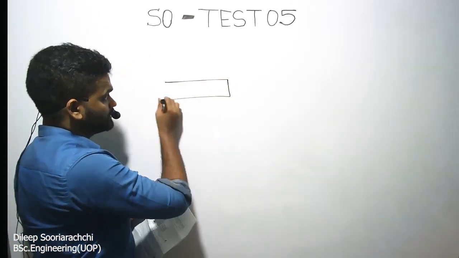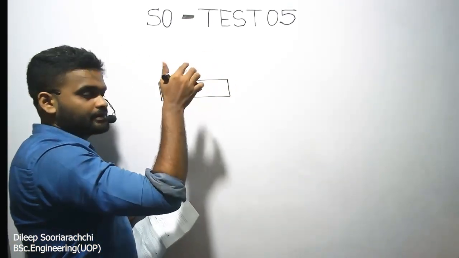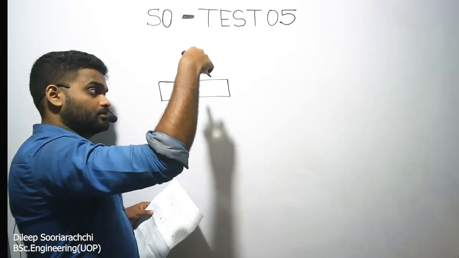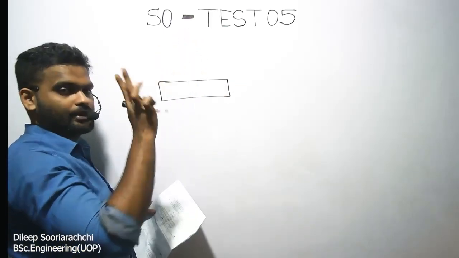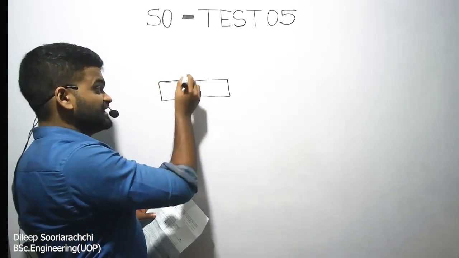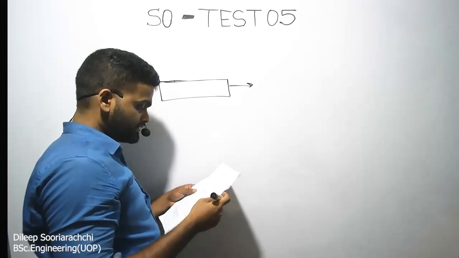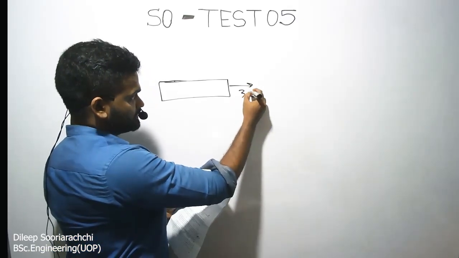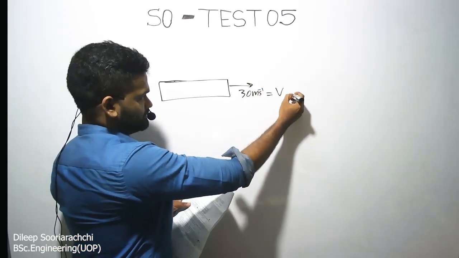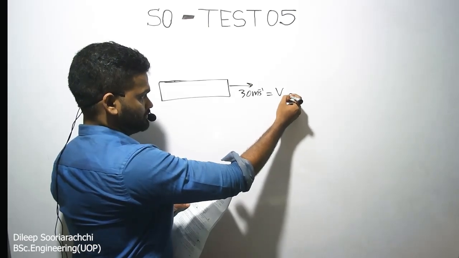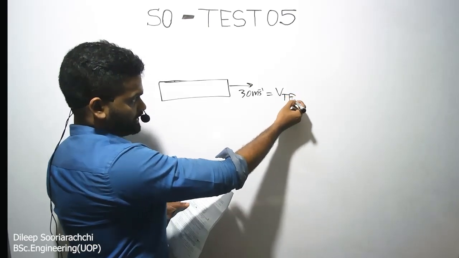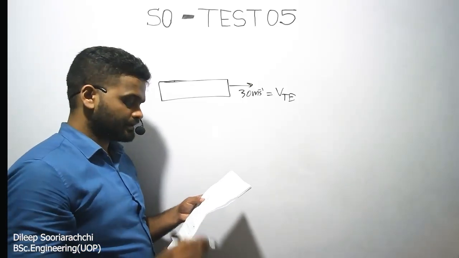Right, 10th question. On the floor of a train moving at 30 meters per second. So there's this train. Actually, this is the top view of the train, right? Let's say someone is observing from the top of the train, relative to the ground, let's say from a bridge or something. Velocity of the train is given as 30 meters per second. So it is obvious that the velocity of the train is relative to the earth, right? Velocity of train relative to earth, 30 meters per second.